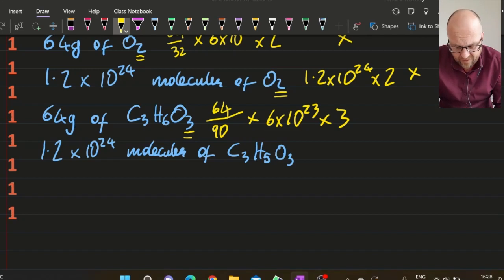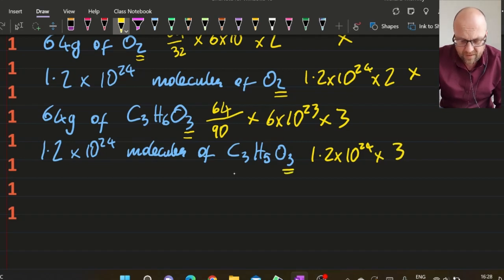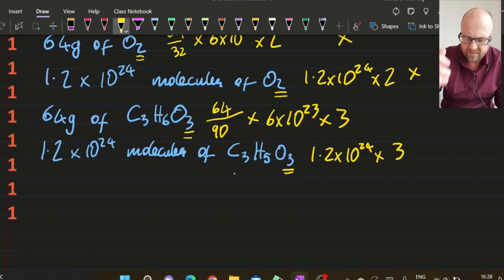All right. And for the last one, I've got 1.2 times 10 to the 24 multiplied by 3 because it's 3 there. So what's bigger, C or D? 3. Yeah, D. Okay, next one.